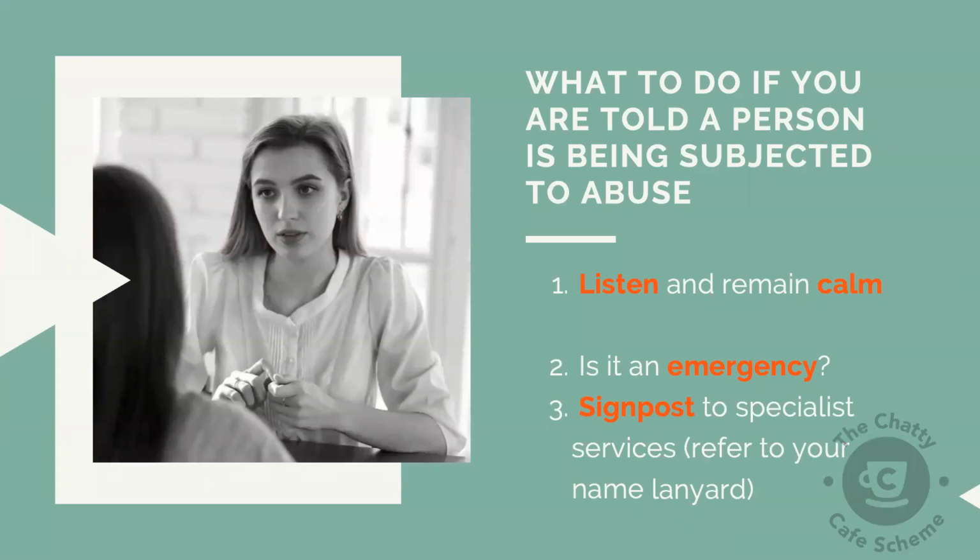What to do if you are told a person is being subjected to abuse. Listening is really important. Don't interrupt, don't be judgmental, and remain calm. Then consider, is it an emergency and is someone else in immediate danger? If so, advise the person to call 999 themselves. An example could be if someone tells you that they are being sexually abused and so is their neighbour. This would be a matter for the police. It is not your responsibility to call 999, but you can advise them to call themselves.